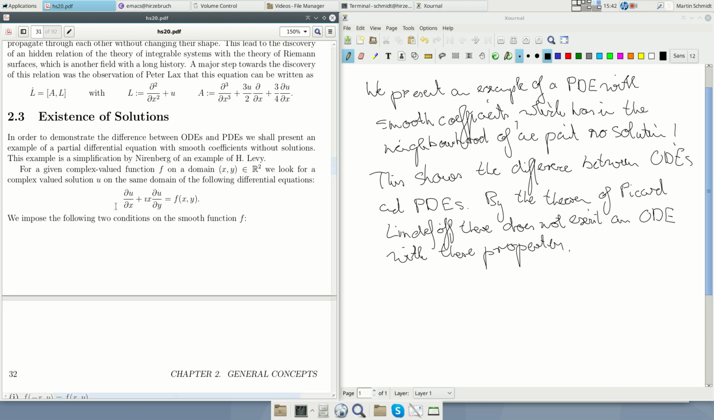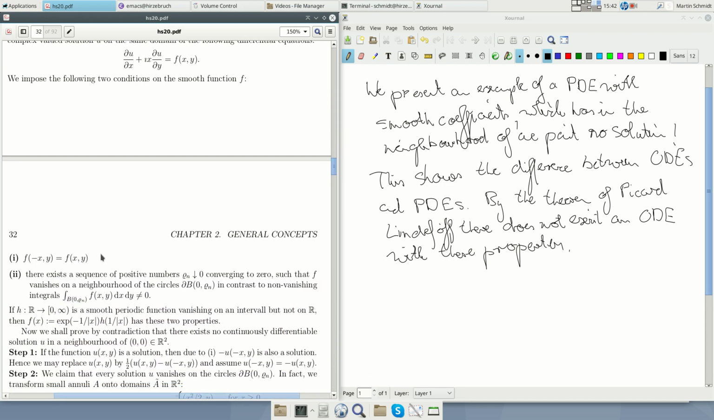So the PDE has this form, du by dx. Here u is a function on R2 parameterized by x and y, and we have this differential equation. Here u is a complex function and f is a smooth function, and f should have two properties. First of all, it should be symmetric: if we change the sign of x, it should take the same value.